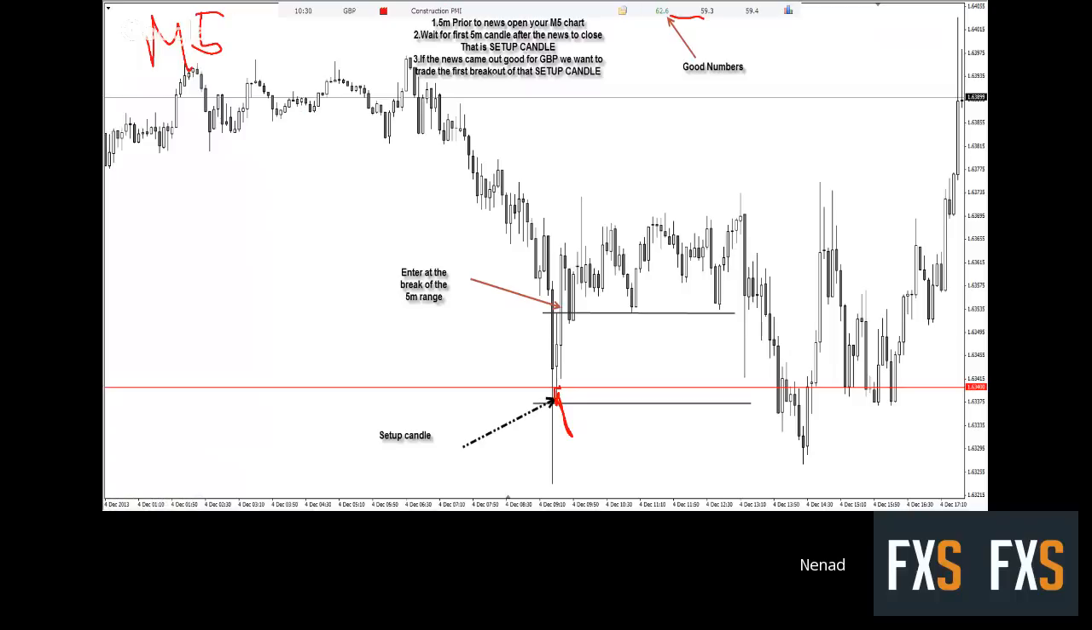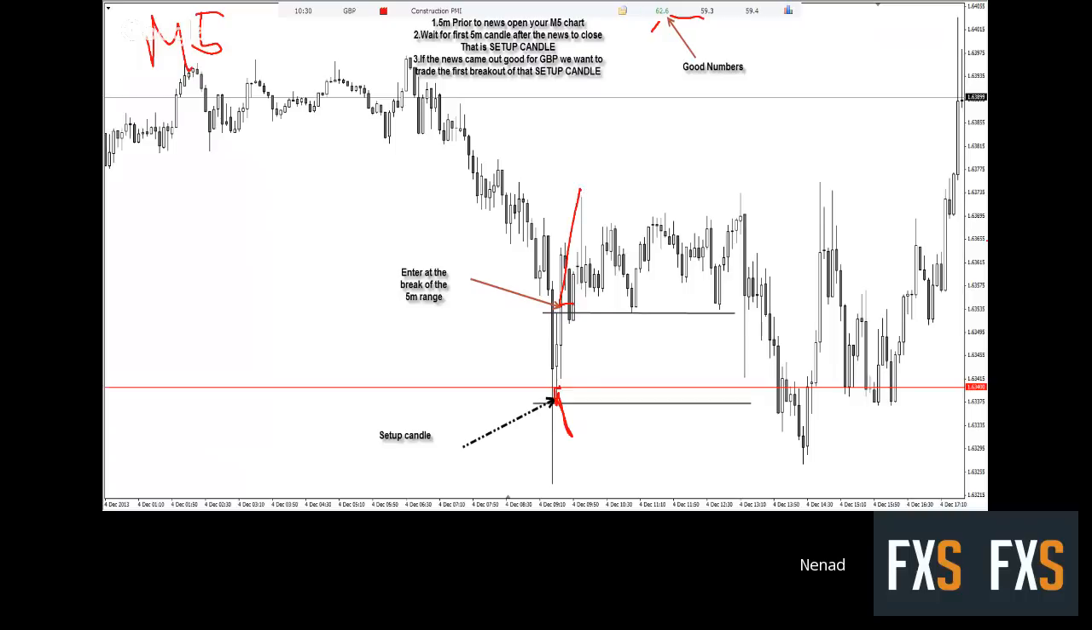Now, if the news came out good for GBP, we want to trade the first breakout of that setup candle. Okay, the deviation was good. It's green, 62.6 compared to 59.3 forecast. This is the setup candle closed, and your buy entry is here. Okay, your buy entry is here. Look what happened. Spike to the upside.